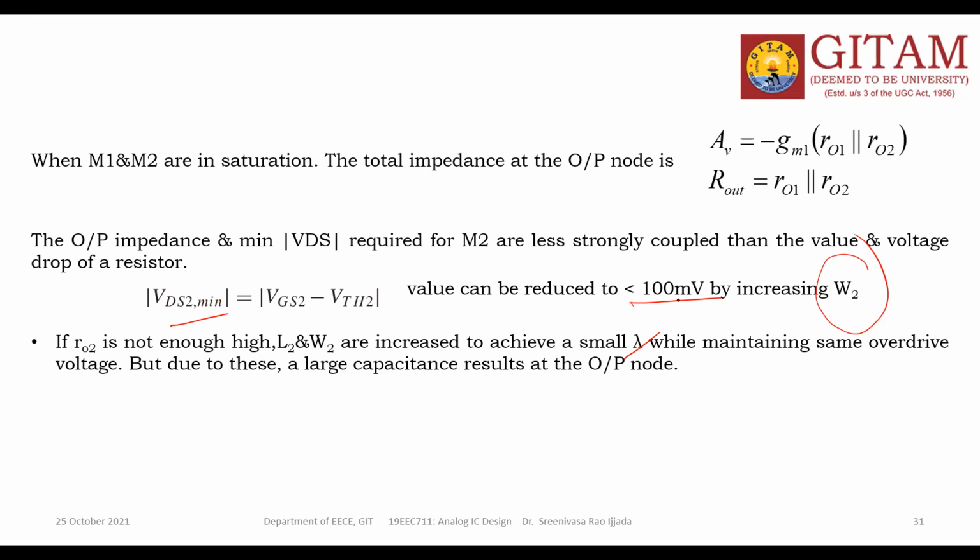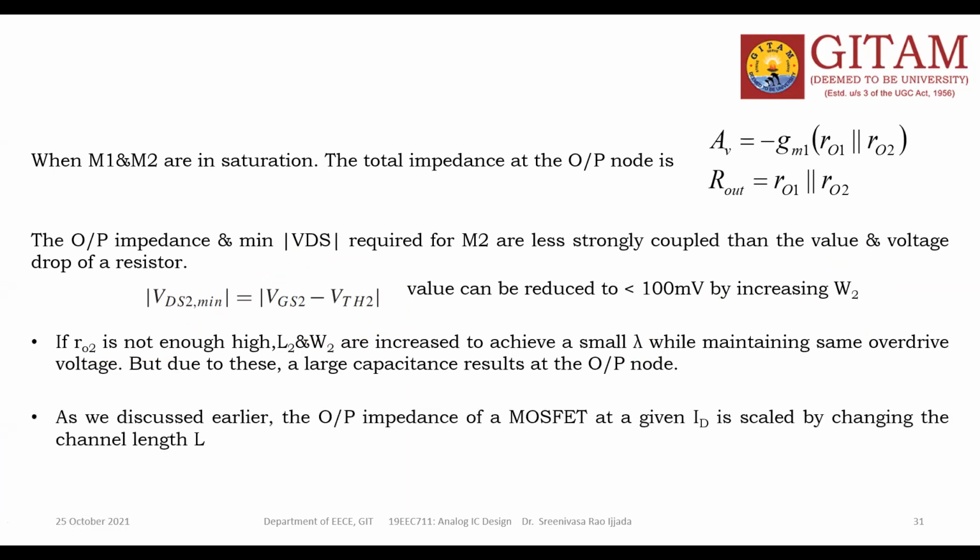What is the overdrive voltage? This is called the overdrive voltage. But due to this, a large capacitance results at the output. So the problem of increasing W2, that means the dimensions, is that it leads to an increase in the capacitance values. That is one of the issues in the common source stage with the current source load.